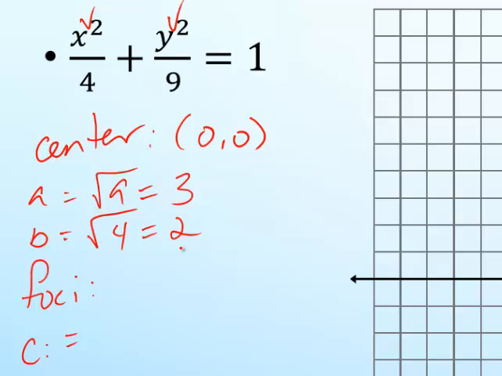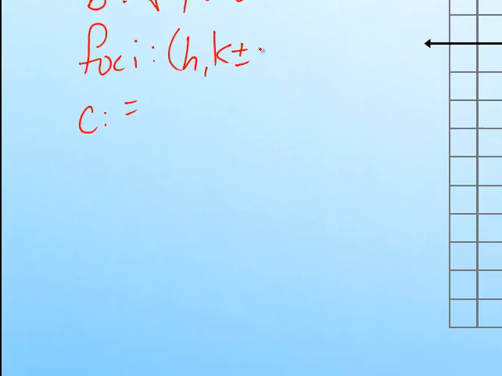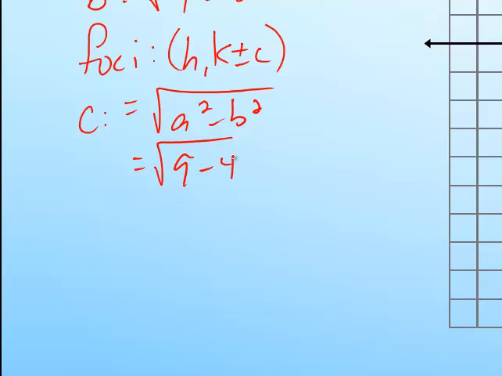Now your foci, since we have our larger number under our y, that means our foci would just be h comma k plus and minus c. So let's go ahead and find our c. Our c is going to equal the square root of a squared minus b squared, which is just going to be the square root of 9 minus 4, which is the square root of 5, which equals 2.24.